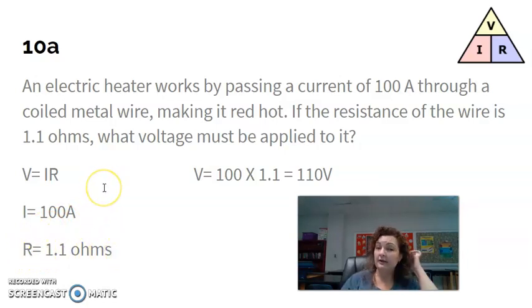And then we need to write our equation. What's the voltage? Again, we cover up that V, and we can see that I and R are next to one another, which means we're going to be multiplying. V equals IR. Substitute in what you know. So V equals I, 100, times our R, 1.1. If you do that in a calculator, you get 110 volts, because voltage is measured in volts, or V.